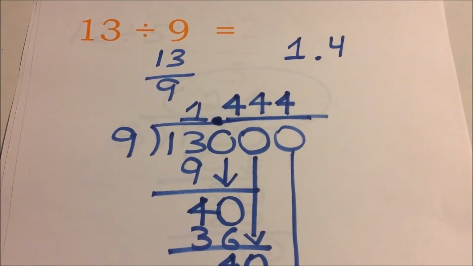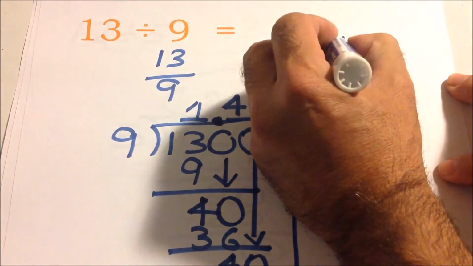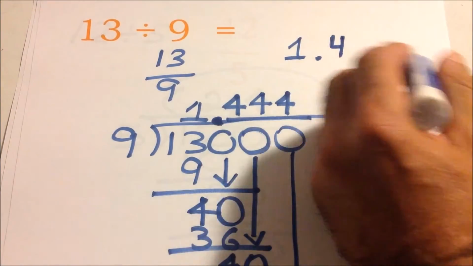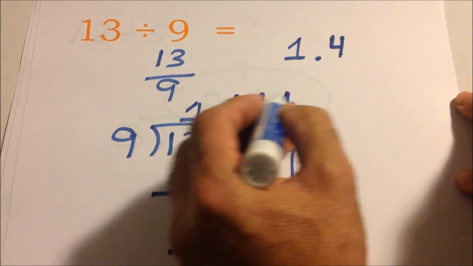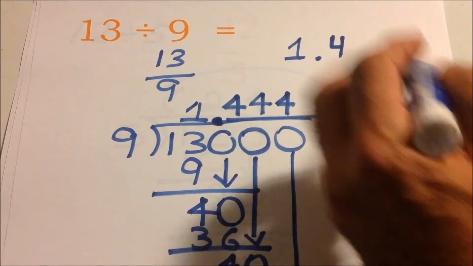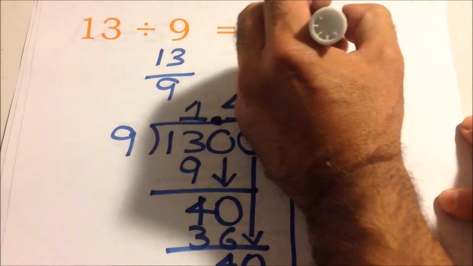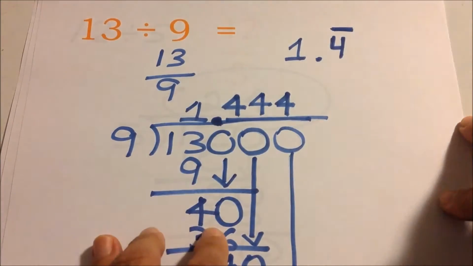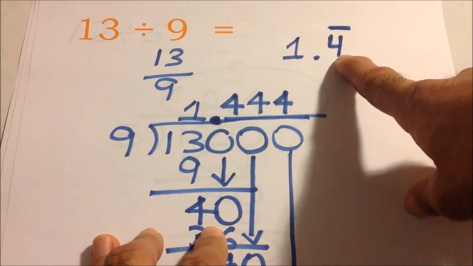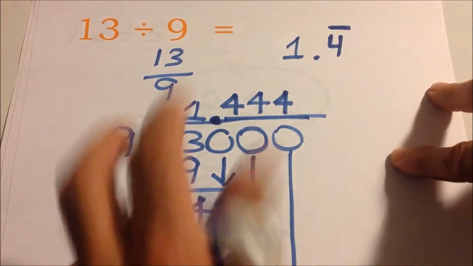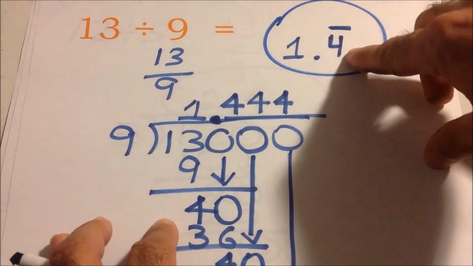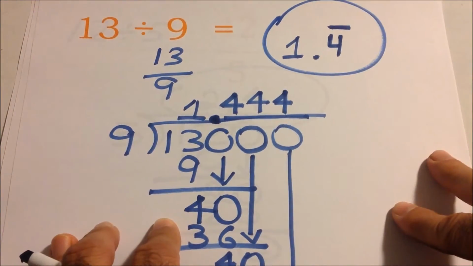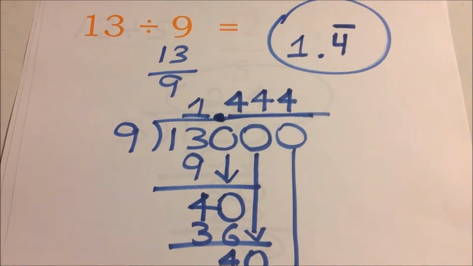Doesn't terminate, it repeats. So anytime a number keeps repeating, or the pattern keeps repeating, in this case 4, 4, 4, 4 forever, you can put a line on top. That line on top means that 4 continues. It repeats. So this is our answer: 1.4 repeating. Right? Okay. You should rewind the tape if you didn't understand that.